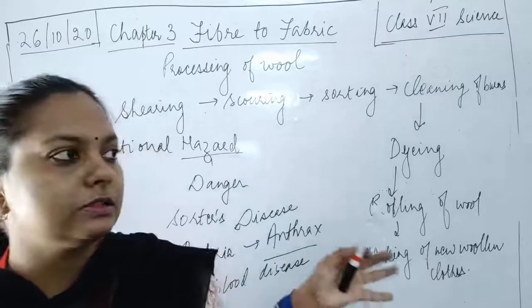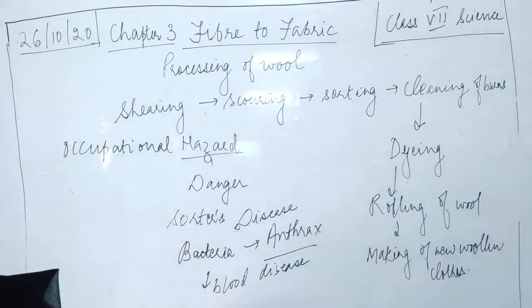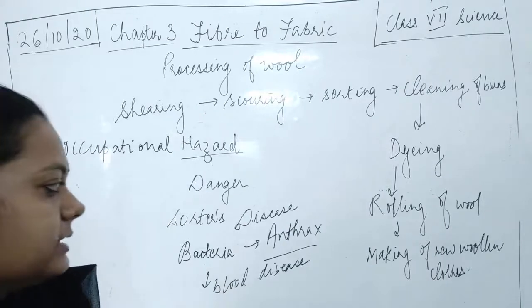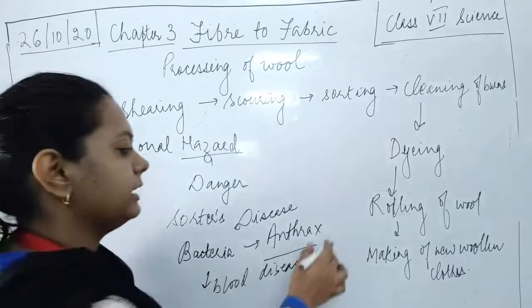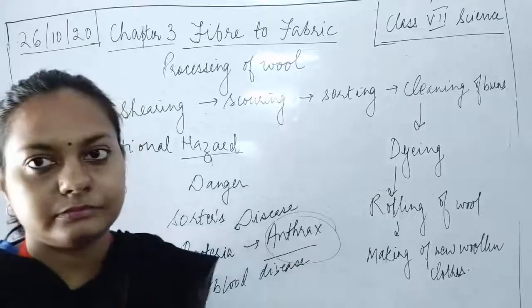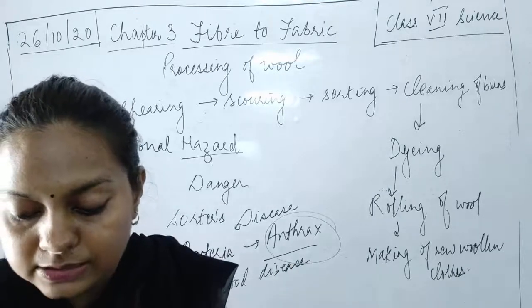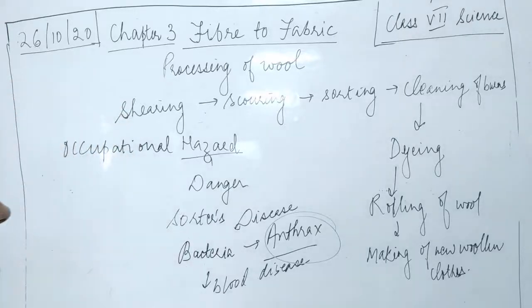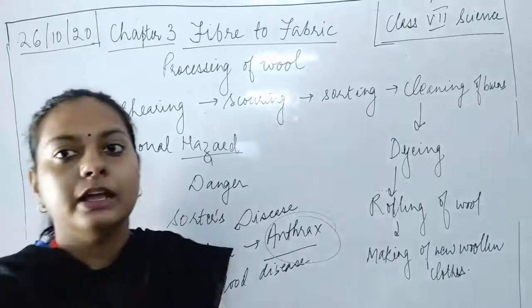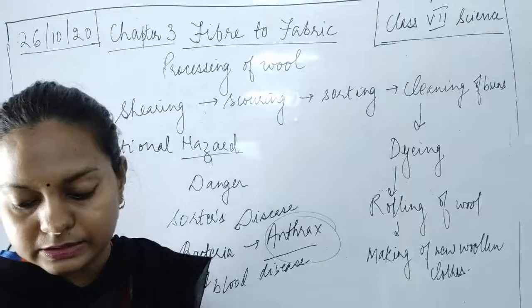So the sorters, the people who are doing the sorting of the wool, are at greater risk for this anthrax disease. The name of the disease is only anthrax. So it causes a fatal disease called sorter's disease. This causes poison in the blood, because of which the person dies.